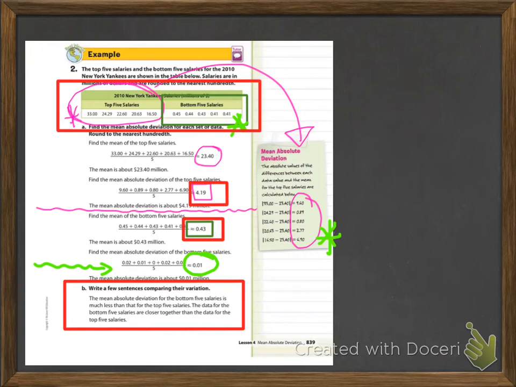So when you go to explain, when you're comparing two different sets, tell me, of course, which mean is more or less than the other, just be consistent, and then tell me which set is closer together than the other. And you can look at that a lot of times by just thinking about the range of the numbers as well.